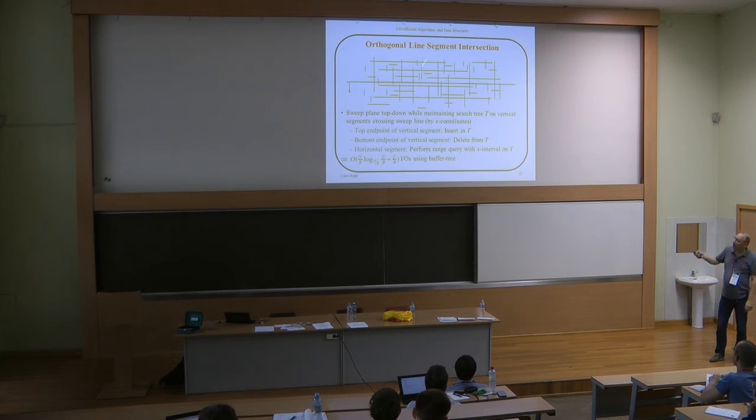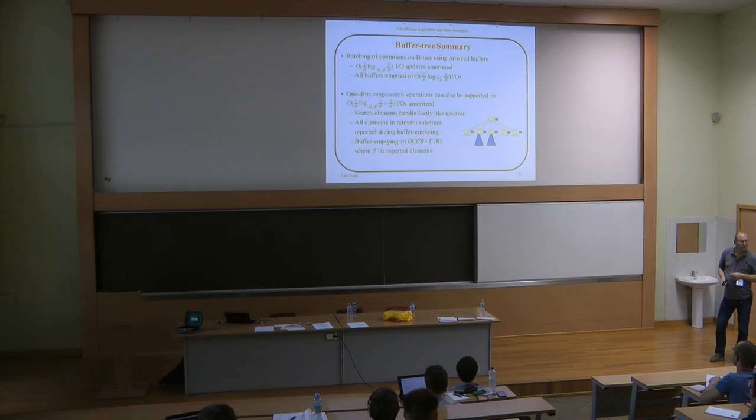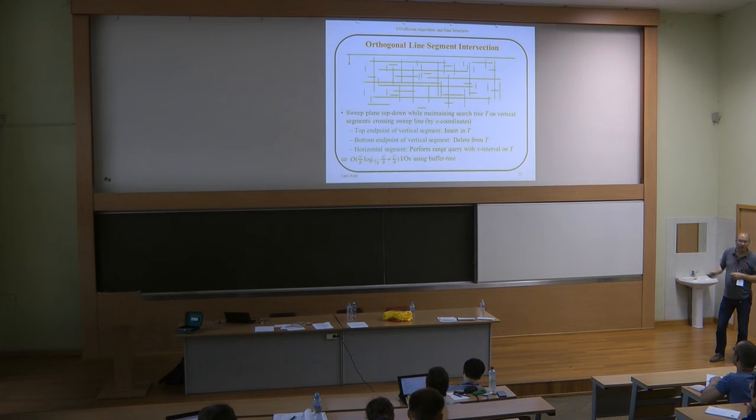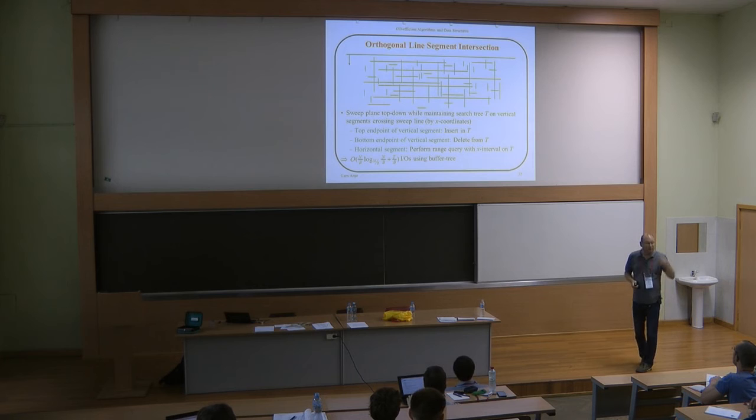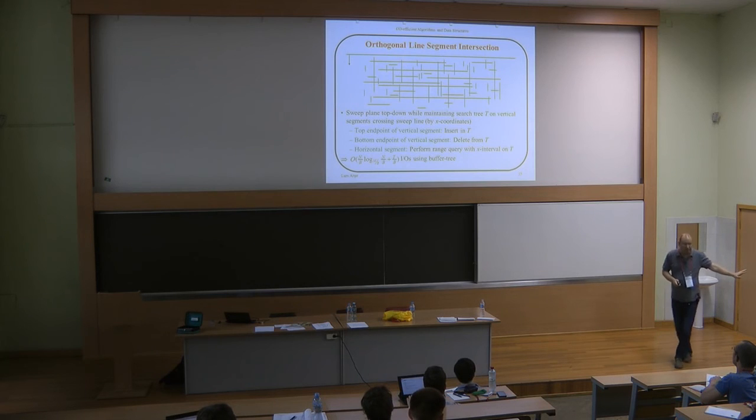I just run the exact normal sweep algorithm. When I meet a top segment, I do an insert. When I meet the bottom, I do a delete. When I meet a horizontal segment, I do a search. But I do it on the buffer tree. Inserts and deletes cost me this. Searches cost me this. If you multiply those two with n, you get the bound that you want. So actually, these buffer trees give you another way of solving these geometric problems without doing distribution sweeping.